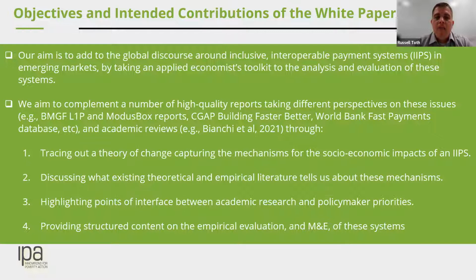So in our white paper, we aim to complement a number of great reports that have taken more of a focus on the technological development, how to build these switches, some of the policy issues. There's also a nice academic literature review that's more focused on the deep economic theory behind these systems by Bianchi et al. And we do a few things in the white paper. We trace out a theory of change to try to capture the mechanisms we think might be relevant if we're going to see broader socioeconomic impacts from these systems. We provide tentative preliminary thinking on what the existing theoretical and especially empirical literatures tell us about what we might expect. We highlight points of interface between academic research and policymaker priorities.